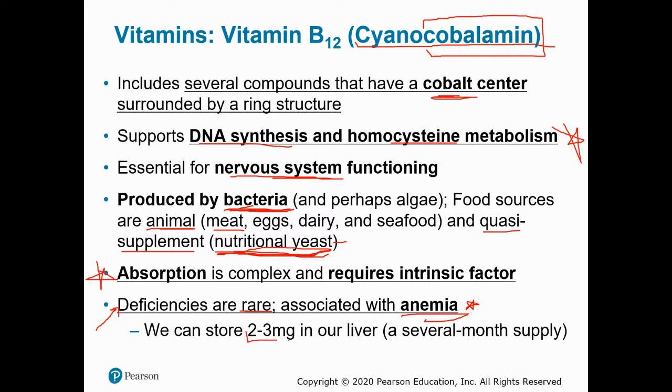Another reason why deficiencies have been less common with B12 over history is because we can store a little bit of B12 in the liver. So about 2 to 3 milligrams, which is quite a lot relative to the RDA. But again, this is about a few months' supply. So B12 deficiency is something that might creep up slowly on a person, so it's good to keep an eye on.